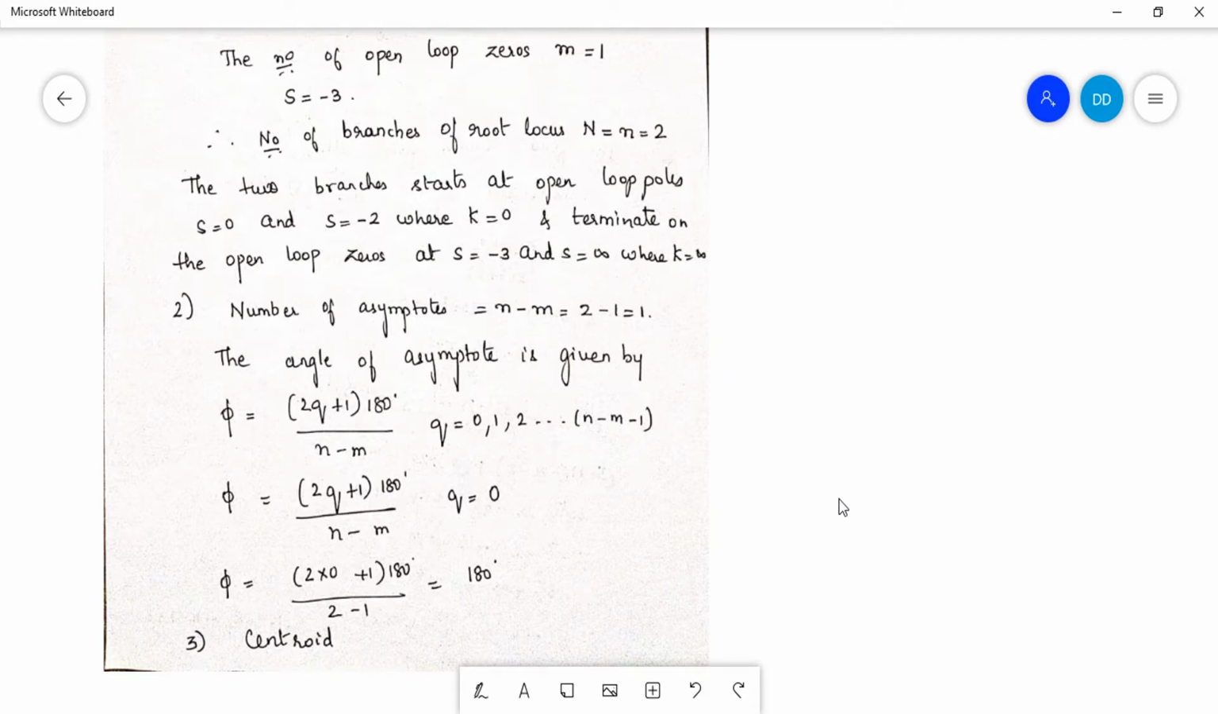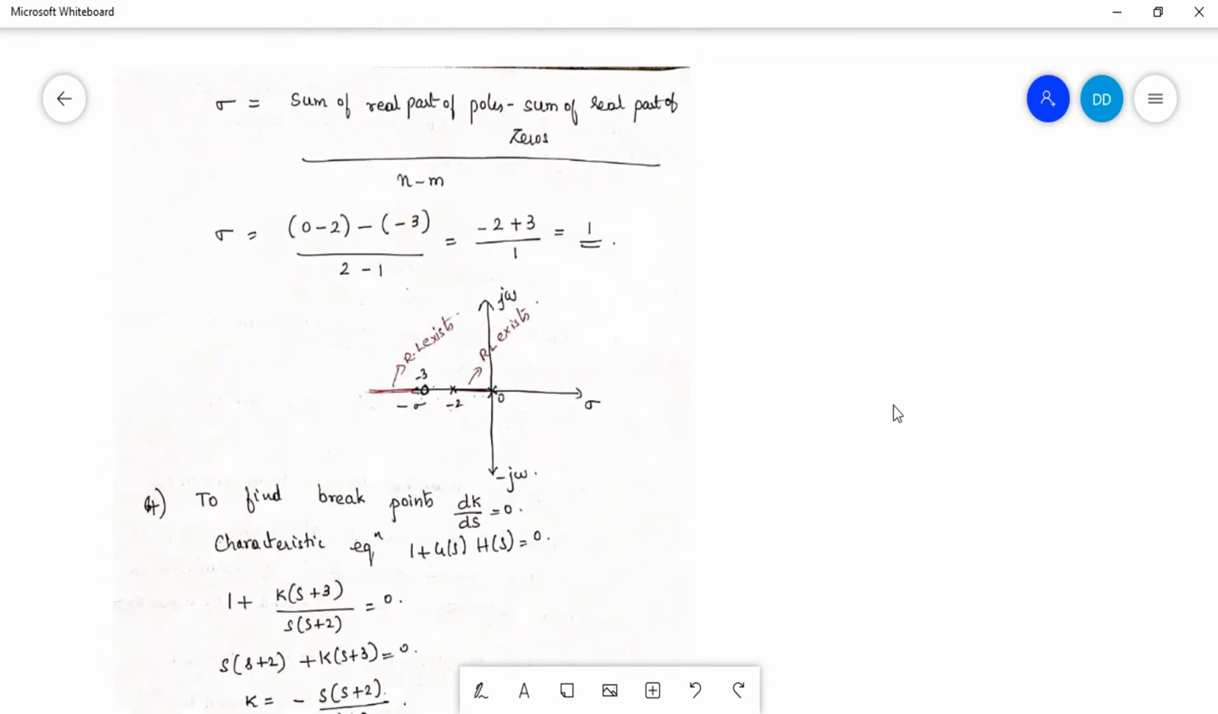The next thing is where our centroid is. To find the centroid, we use the formula sigma = (sum of real parts of poles - sum of real parts of zeros) / (number of poles - number of zeros). One pole is at 0, the other is at -2. So 0 - 2 - (-3), which is 1, divided by 2 - 1, which gives us 1. That means our centroid is on the positive real axis, at 1.